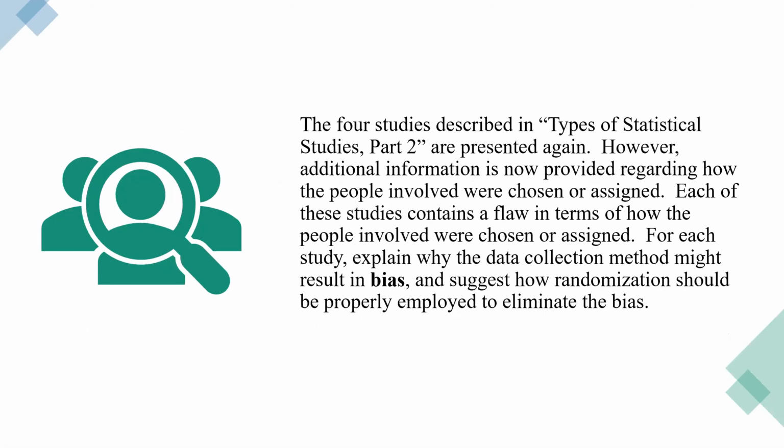The 4 studies that we previously looked at are actually presented again. However, additional information is now provided regarding how these people involved were chosen or assigned. Each of these studies contains a flaw in terms of how the people involved were chosen or assigned. For each study, explain why the data collection method might result in bias, and suggest how randomization should be properly employed to eliminate the bias.